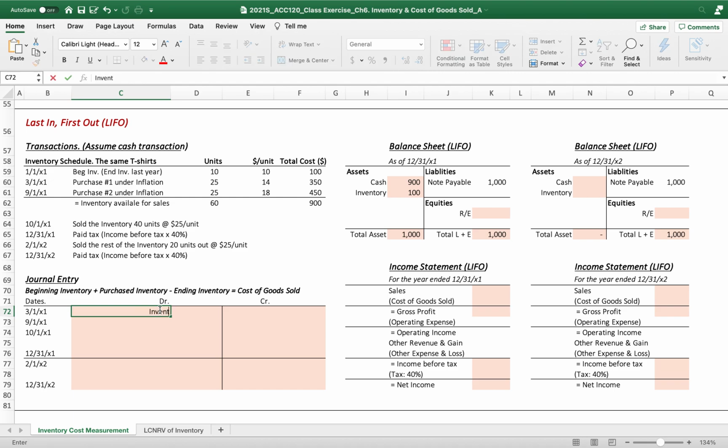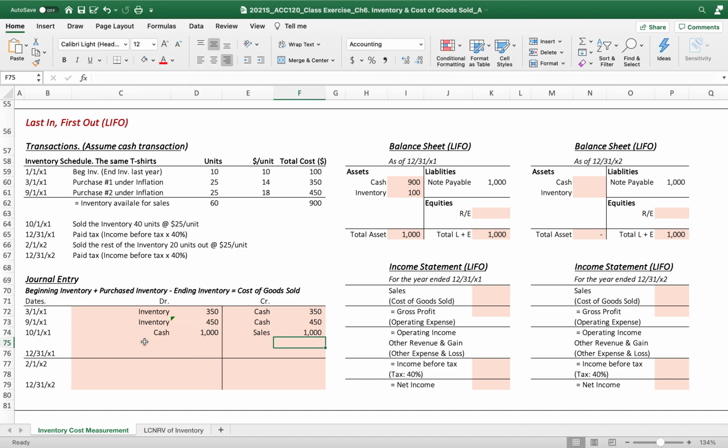So inventory up by 350 and then cash out, the same procedure. Then also the inventory up by the new purchase, then cash out when we purchase this inventory, 400. Then we made a sale, received cash by selling 40 units at $25, so 40 times 25, so 1,000.